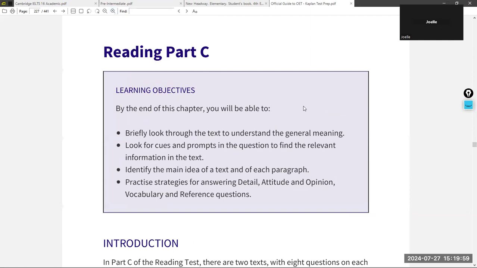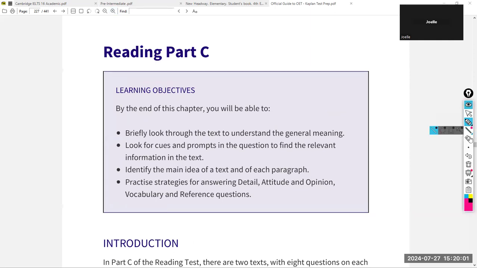Okay, now by finishing this class, absolutely, we will learn how briefly we have to look through the text to understand the general meaning, and we have to look for cues and prompts in the question to find the relevant information in the text, and we have to identify the main idea of the text, absolutely, of each paragraph, because we have paragraphs now. Finally, we have to practice these strategies for answering detailed questions, attitude questions, and opinion questions.